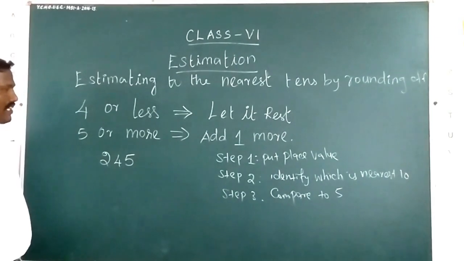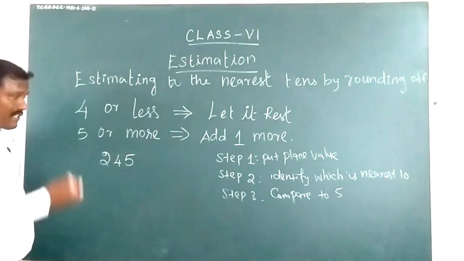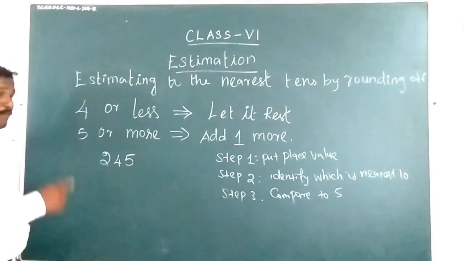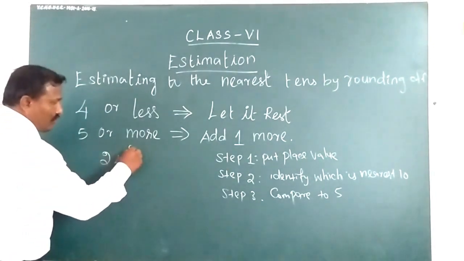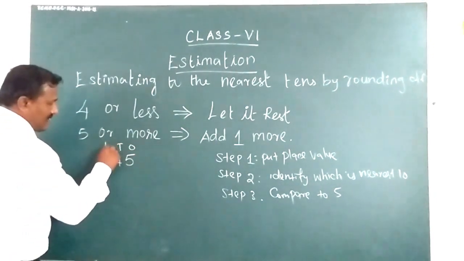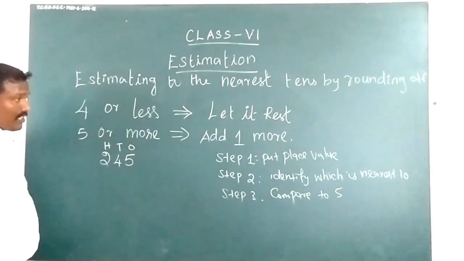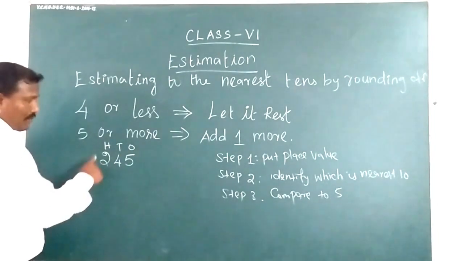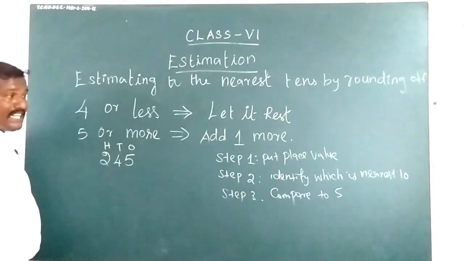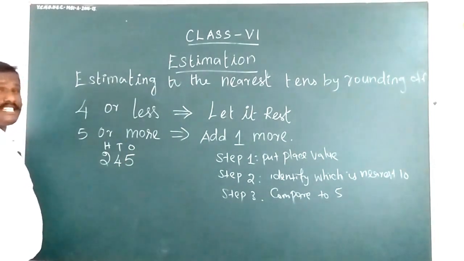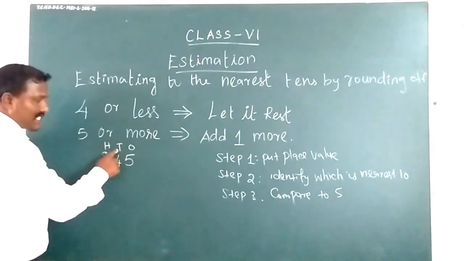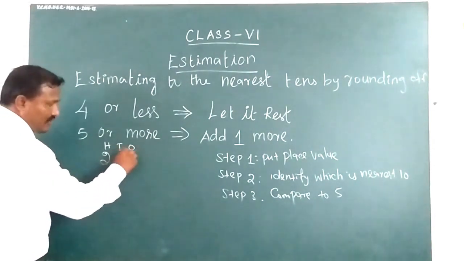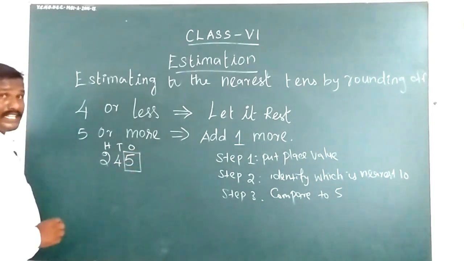Okay, 245, round off to the nearest 10. So how to round off to the nearest 10? I told you, first step, put place value: ones, tens, this is 100. So what is the first step? Put place value. Okay, I put the place value. Second step, identify which is the nearest 10. This is the tens place. Which is the nearest 10? 5 is the nearest place. So I find the nearest 10.